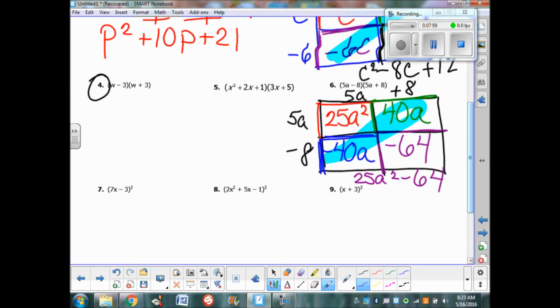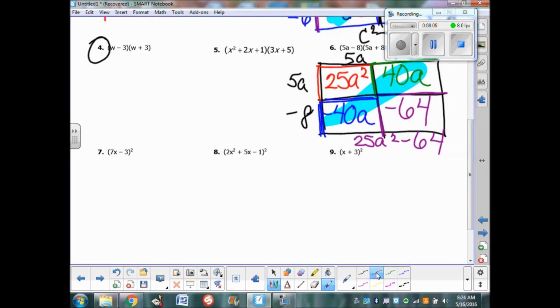All right, let's jump down to number 7. And what does this mean? 7x minus 3 squared. When you square something, it means to multiply it by itself. So I've got to do some rewriting here. This is sort of a little shortcut to write 7x minus 3 times itself. Now I can see binomial times binomial. That little squared right there just means to multiply it by itself, so write it out twice.